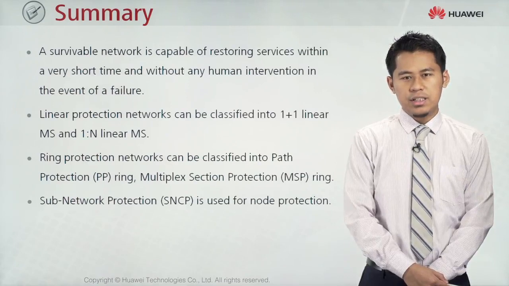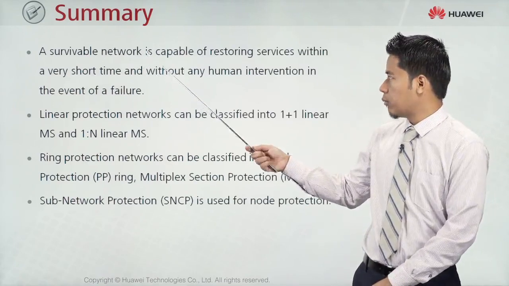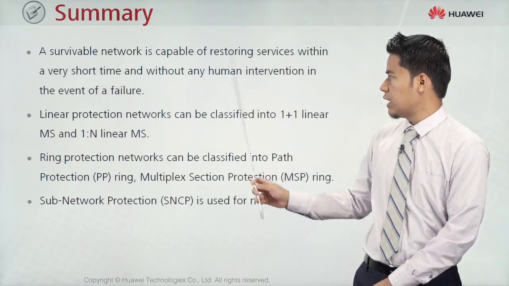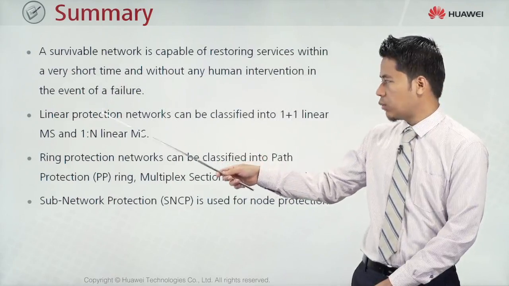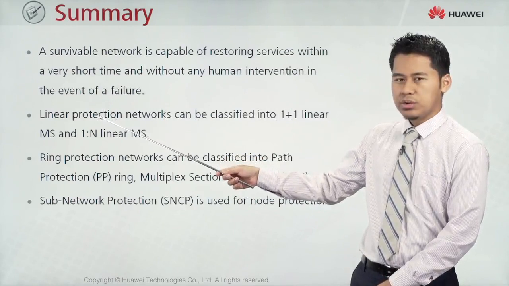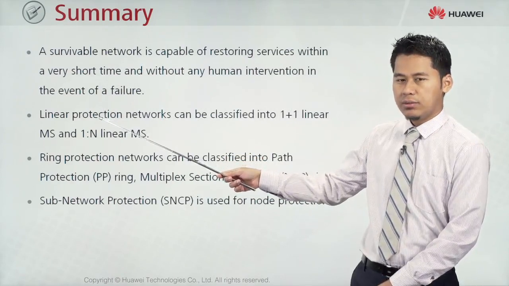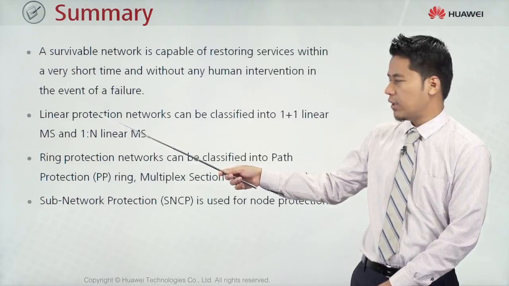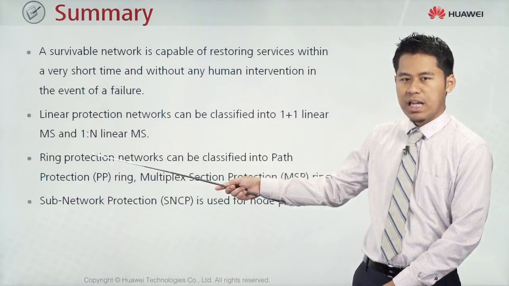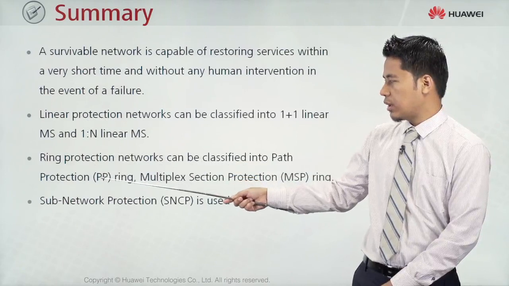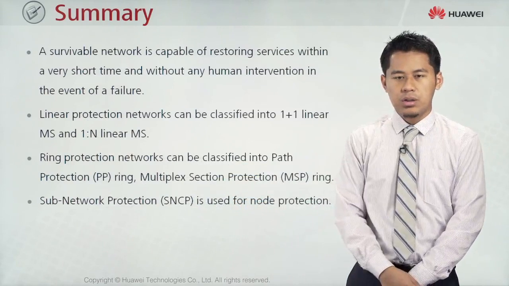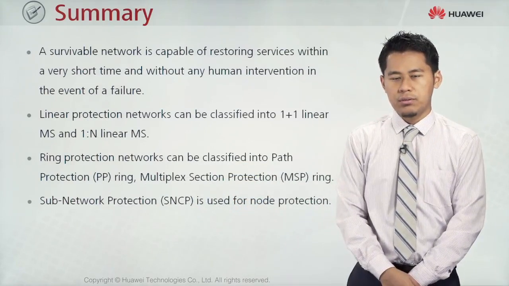So number one here, as you can see, we need to make a survivability of the network, which is restoration services in a short time. And of course, without any human intervention in the event of the failure. So the second one, of course, we need to know what is the protection we already know. Here, the first one will be the linear protection, which is linear 1 plus 1 MS. Not only of that, linear m to n MS as well is very important. So the third one, it will be the ring protection. There are two things here. The first one, it will be the MSP protection. So the second one, we call it as a PP protection. And last but not least, we already know, which is the SNCP, sub-network connection protection, which is applied for the different of the network.